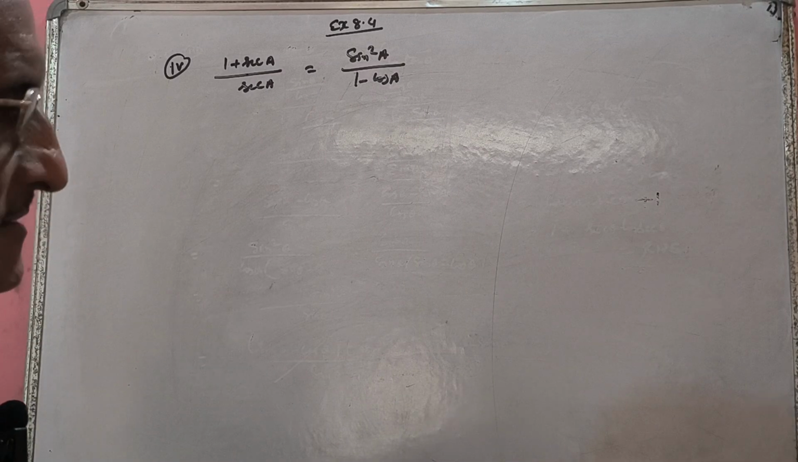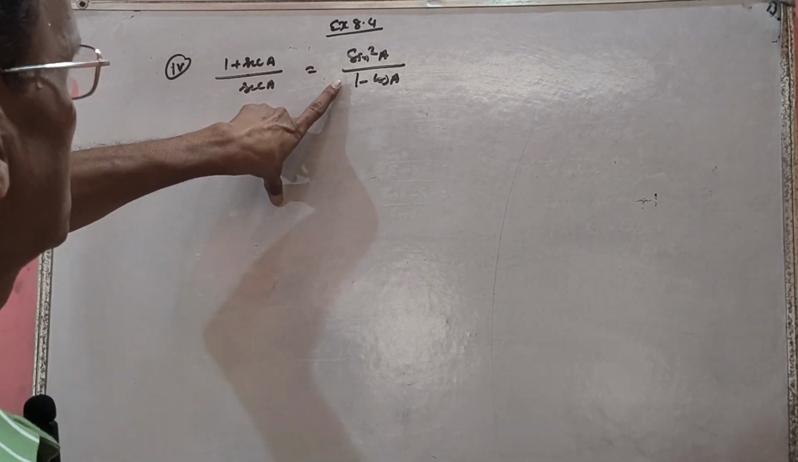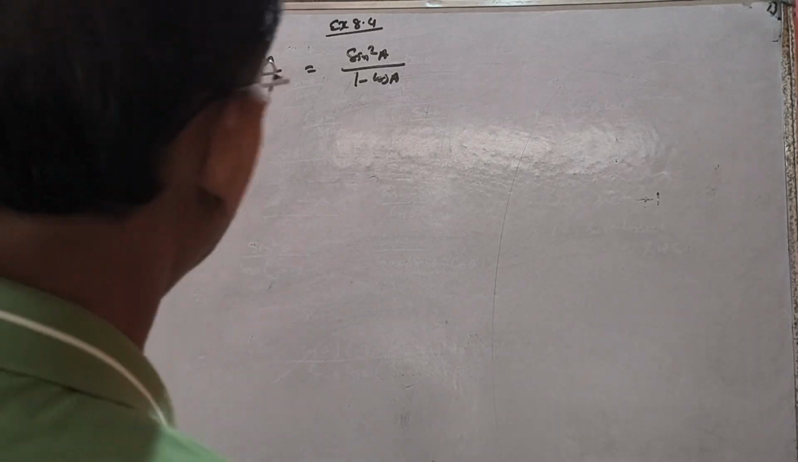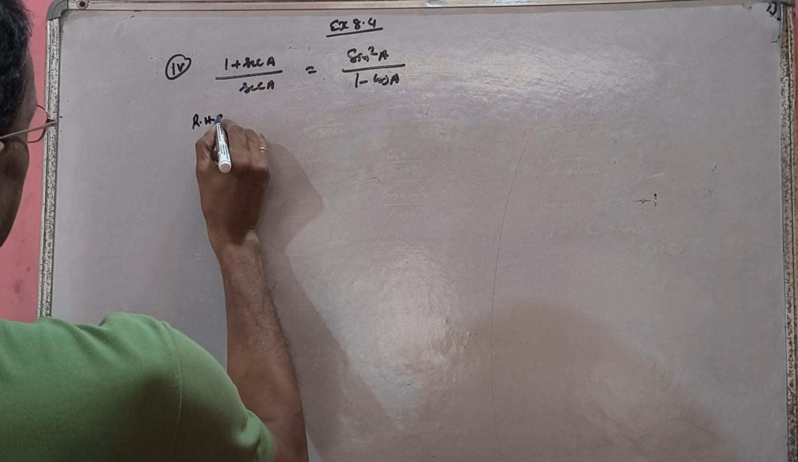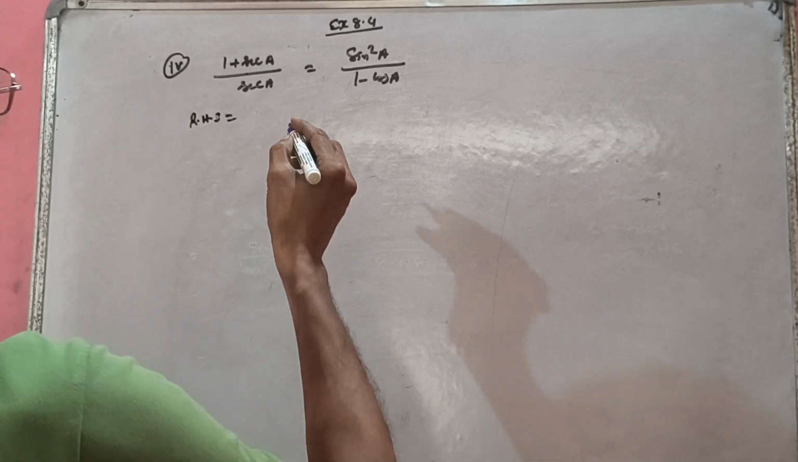See, the hint will not be given in the exam, in the test. So either you can start with the left hand side and try to get the right hand side, or you can start from the right hand side and try to get the left. So I am starting from the right hand side. We can start from the left hand side also. There is no fixed rule here. Any way you can do it.